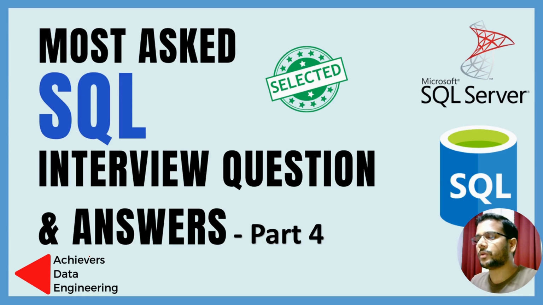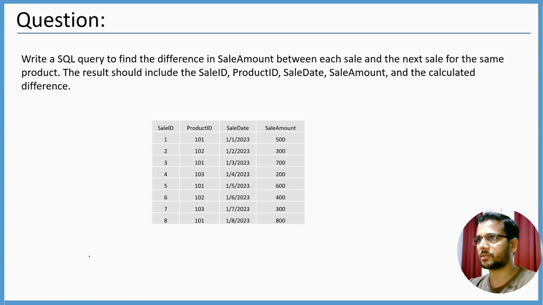In this video, we will discuss yet another interesting question which is very commonly asked in SQL interview questions. We will discuss a use case of the lead function. So here is the question. Write a SQL query to find out the difference in sales amount between each sale and the next sale of the same product. The result should include sales ID, product ID, sales date, sales amount, and the calculated difference.